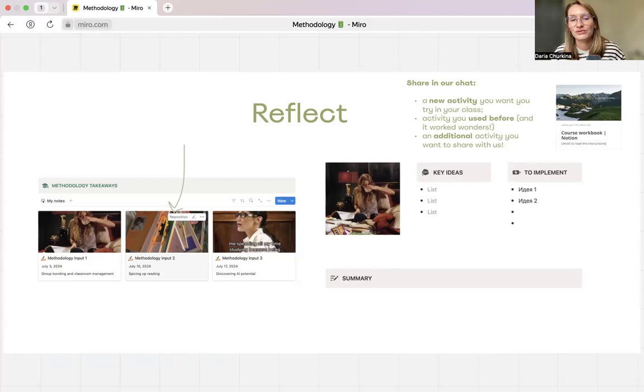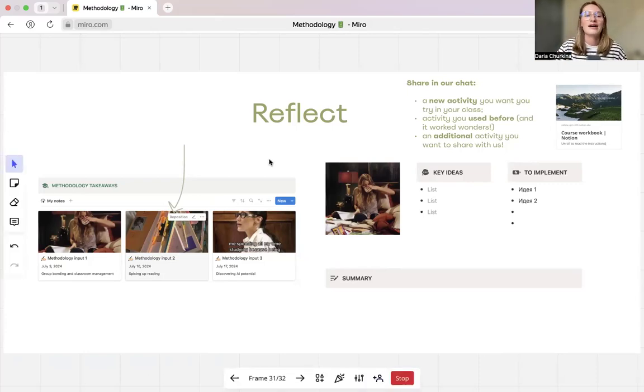Also, do not forget to reflect. Remember, you have your diary for the methodology takeaways. It's all on Notion, so you can write down the key ideas, the ideas that you want to implement, and the summary of my talk today.